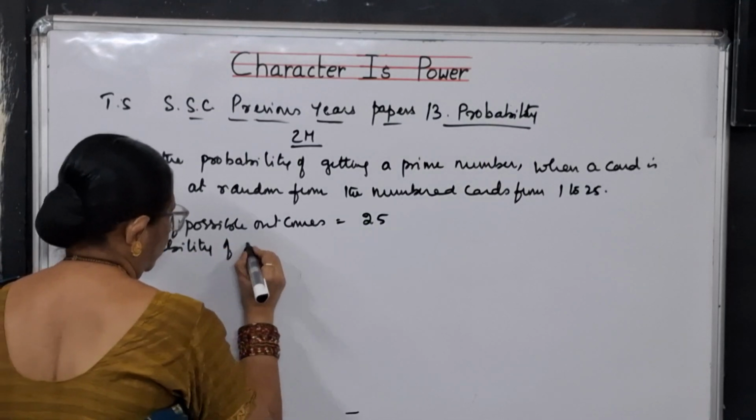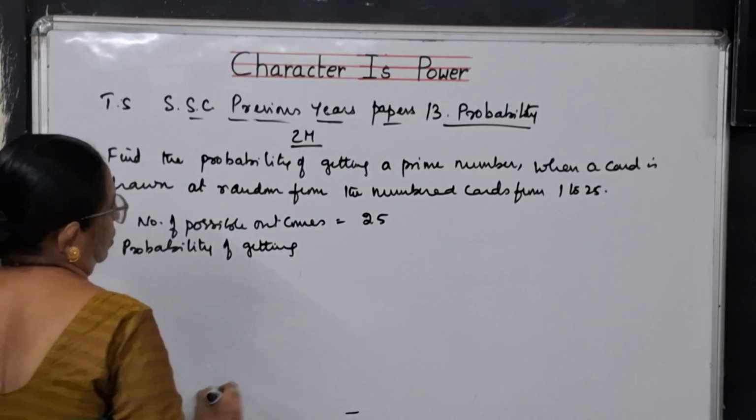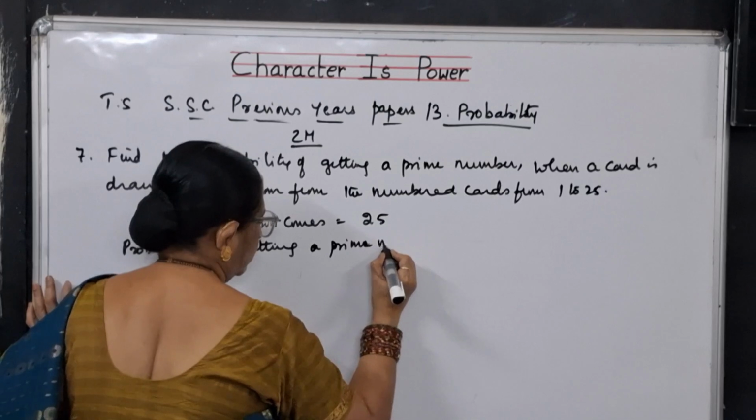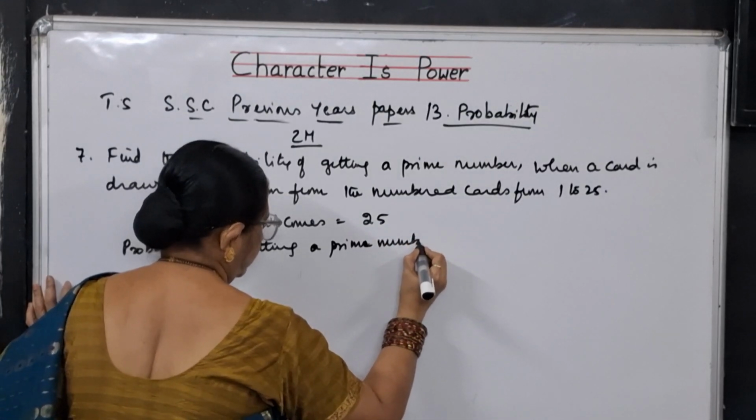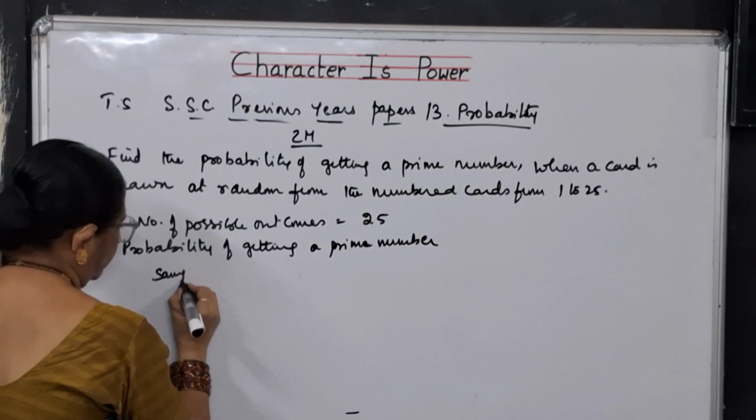Probability of getting a prime number. This is the question. So let us write the sample space.